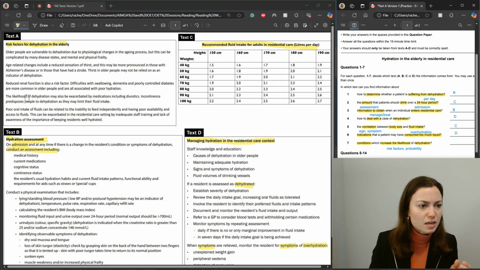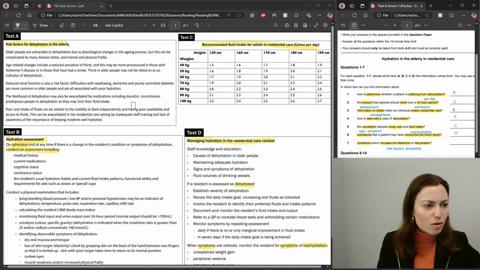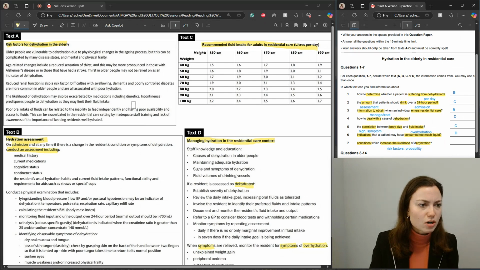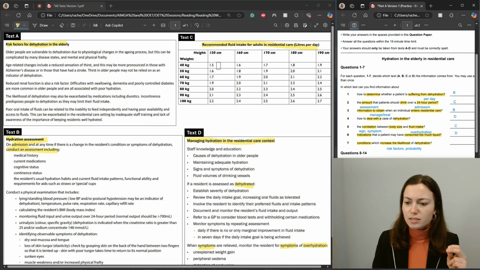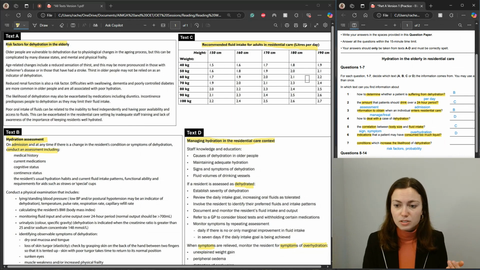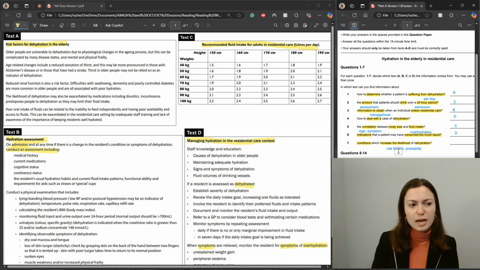What else do we see? The likelihood of dehydration may also be exacerbated by medications. Okay. Incontinence, another condition, predisposes people to dehydration. So we have multiple different conditions talked about here, and that's enough to support this answer that, again, risk factor, increasing the likelihood, all of that is conveyed with what is said.